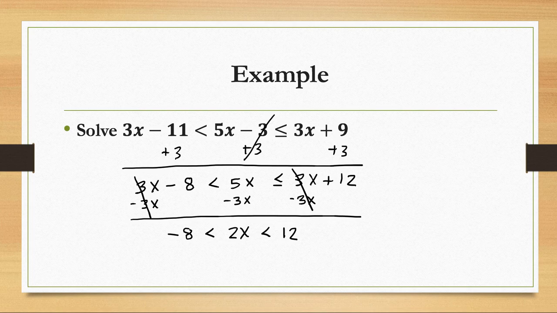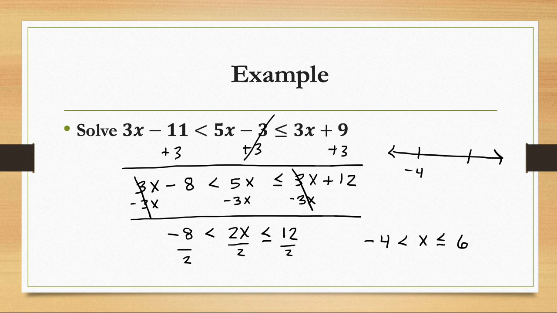My final step is going to be to get rid of the 2 that sits in front of the x, so I'm going to do that by dividing all 3 parts by 2. So my final answer is going to look like negative 4 is less than x is less than or equal to 6. When we draw our number line, we're going to mark off the negative 4 and the positive 6. The negative 4 is not included in our answer set, and so we'll use an open circle. However, the 6 is included in the answer set, so it will need a solid circle.